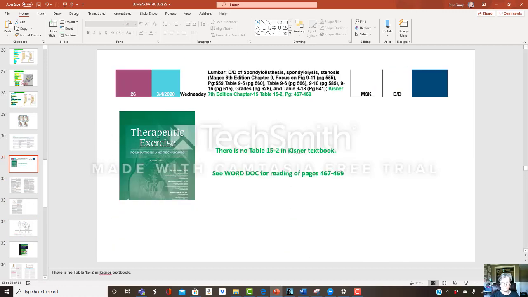And put the table in there. Okay, so there is no table 15.2 in the Kisner textbook. That's why I didn't have it in my PowerPoint. Must be a typo, because there's none there in the 7th edition. And it wasn't in the reading folder as well.